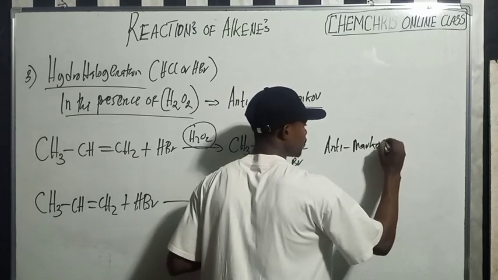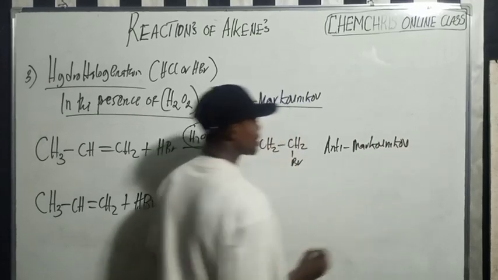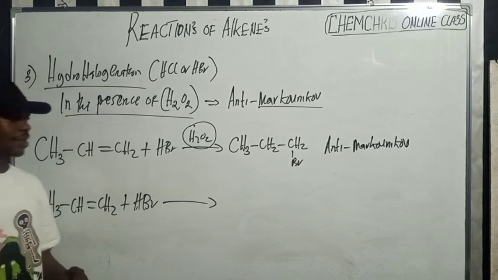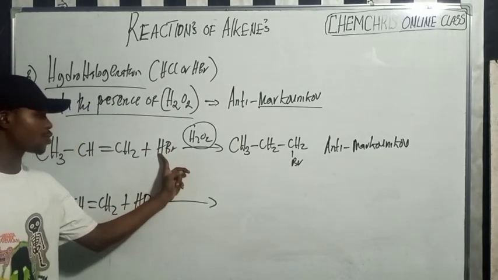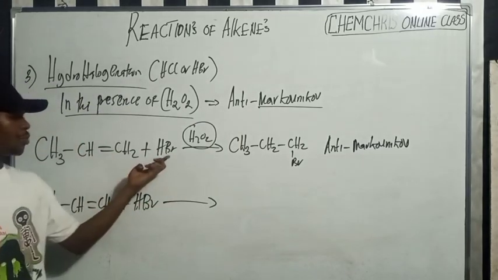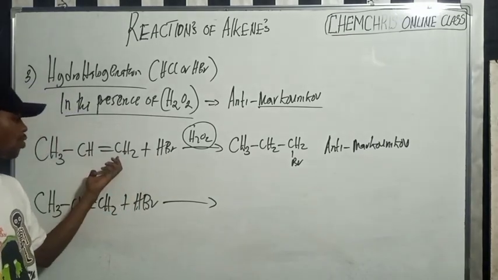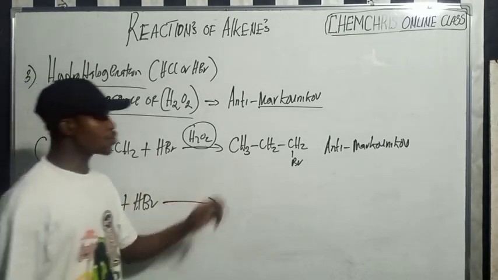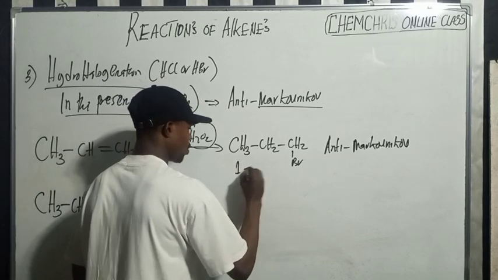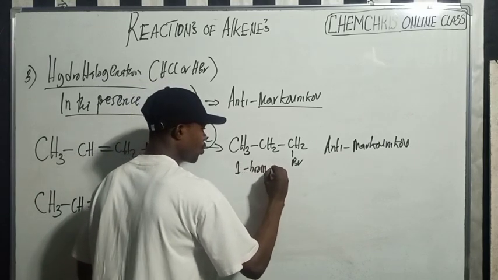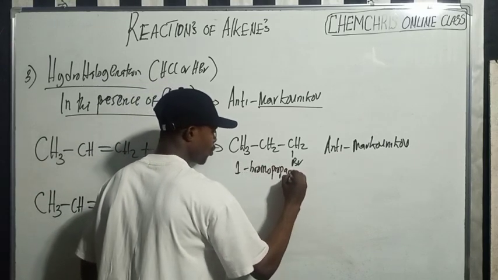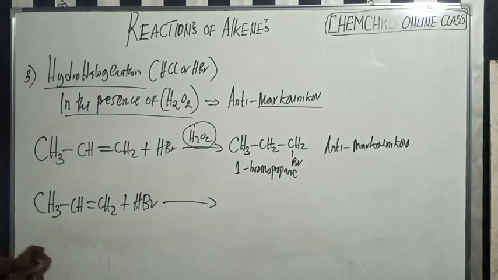Anti-Markovnikov rule. Do you understand? Hydrogen is likely to add to the carbon with less hydrogen. Bromine is likely to add to the carbon with more hydrogen. So the name of this one is going to be 1-bromopropane.